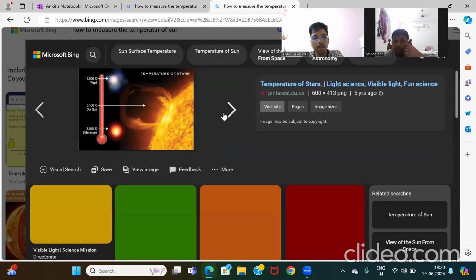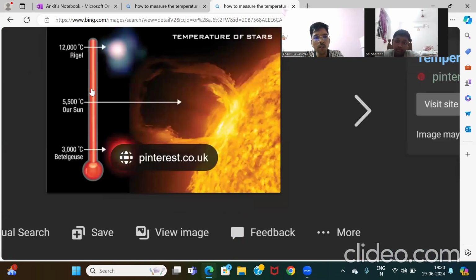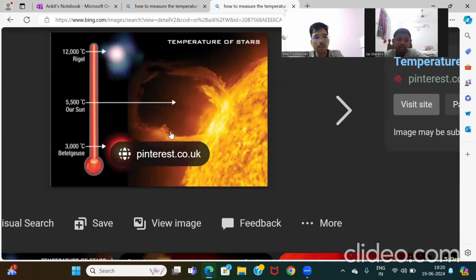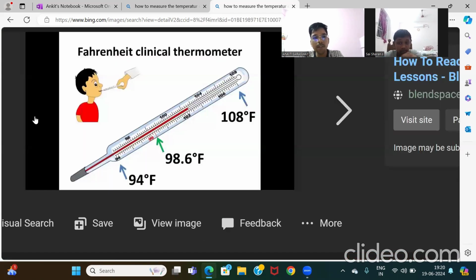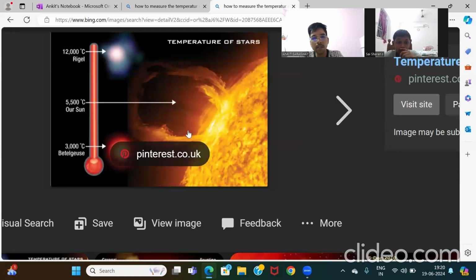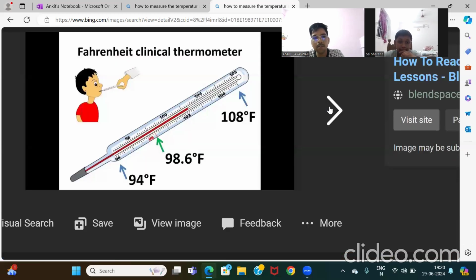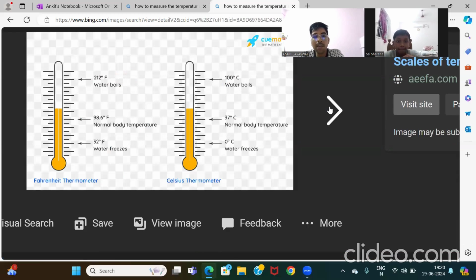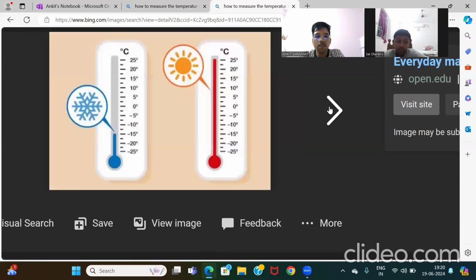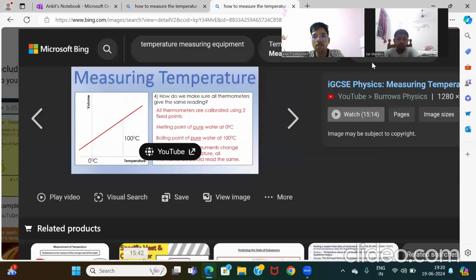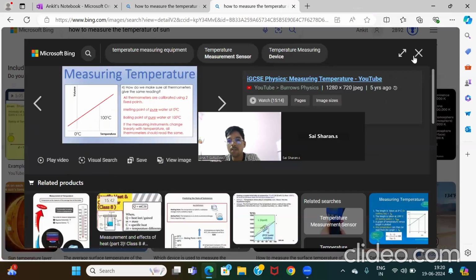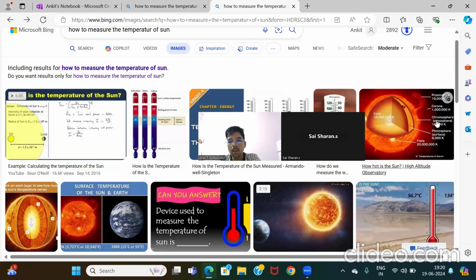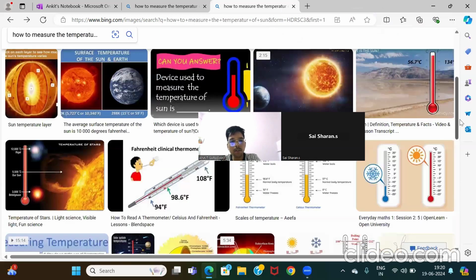You can see 12,000 degrees Celsius, 5,500. How high it is. Can you see this line? This is a flare. This flare is at a very, very high temperature, and it always emits radiation. So there are various probes that scientists have already put there, and they are measuring the temperature. Spectroscopy, we are seeing.